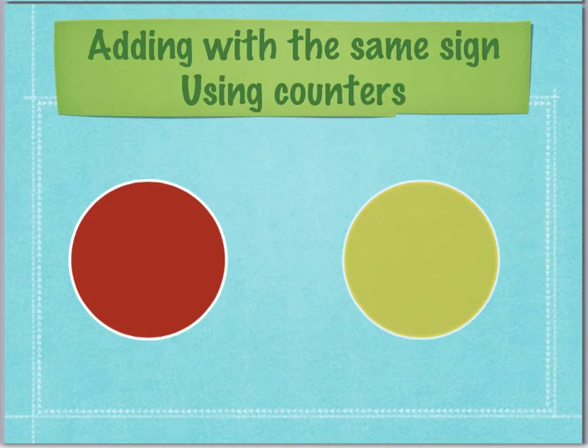There are many ways to figure out the sum of two integers. One way is to use counters. You'll be seeing these counters a lot throughout the year, so it's important that you remember red represents negative numbers and yellow represents positive numbers. So whenever you see a red counter, it's going to represent a negative number, even if it doesn't have the negative sign on it.